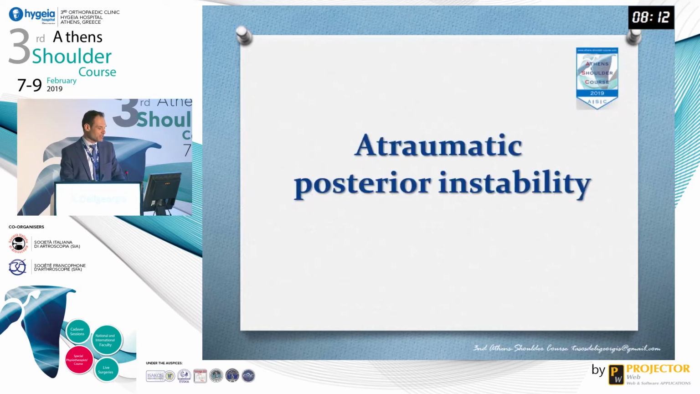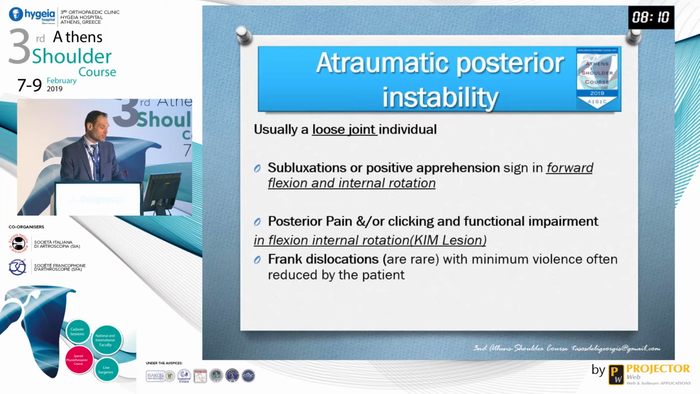For atraumatic posterior instability, it's usually an individual with loose joints. You can have subluxations or positive apprehension signs in forward flexion and internal rotation. You can also have posterior pain or clicking and functional impairment, also in flexion and internal rotation. Frank dislocations are rare, but they could happen with minimum violence, often induced by the patient.